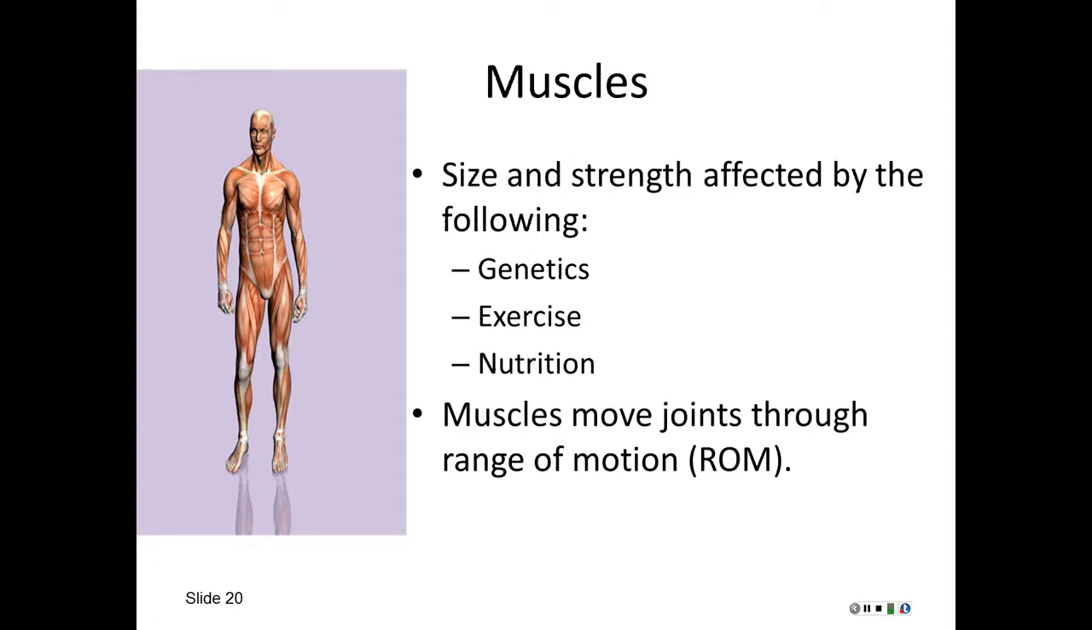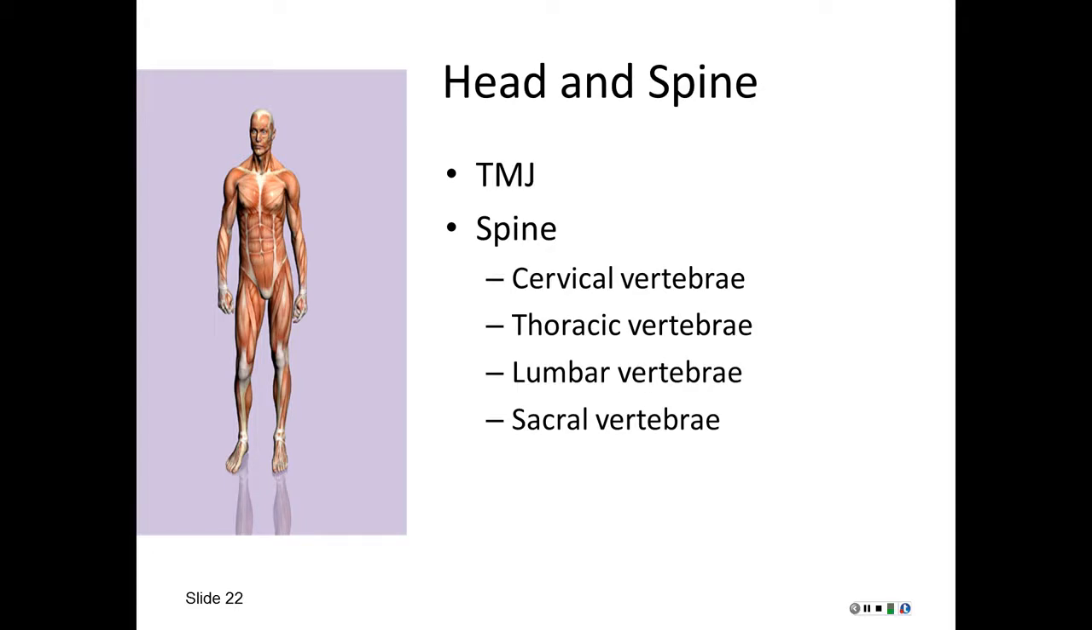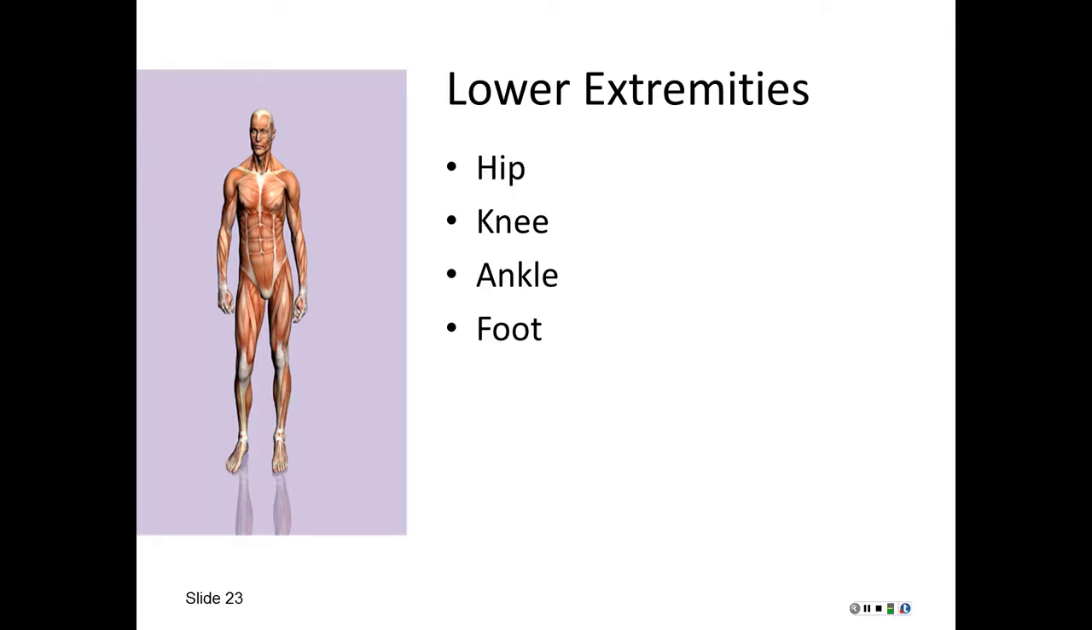Muscles are affected by genetics, exercise, and nutrition. And muscles should move through a normal range of motion. Upper extremities: the shoulder, elbow, forearm, wrist, and hand. And then on the head, you've got your temporomandibular joint, and the spine that starts at the cervical, thoracic, and then the lumbar and the sacral vertebrae going towards the bottom. Your lower extremities are the hip, knee, ankle, and foot.